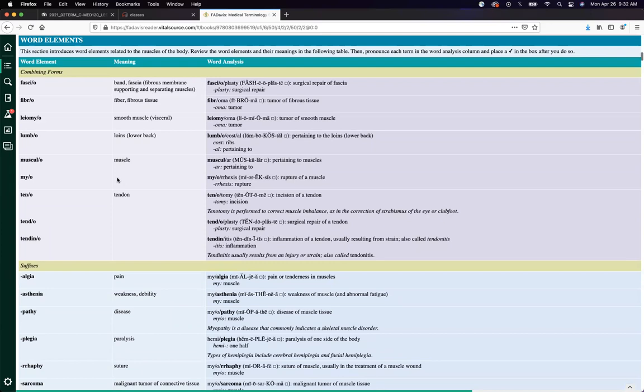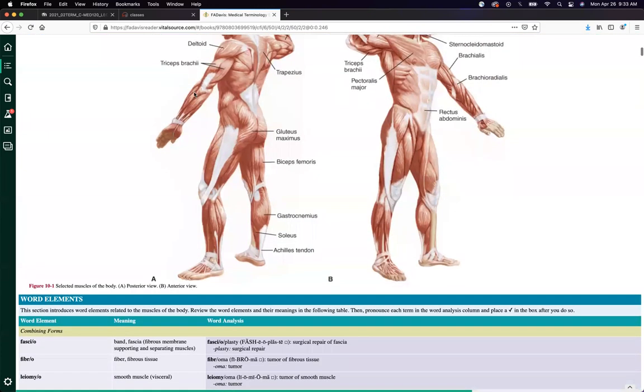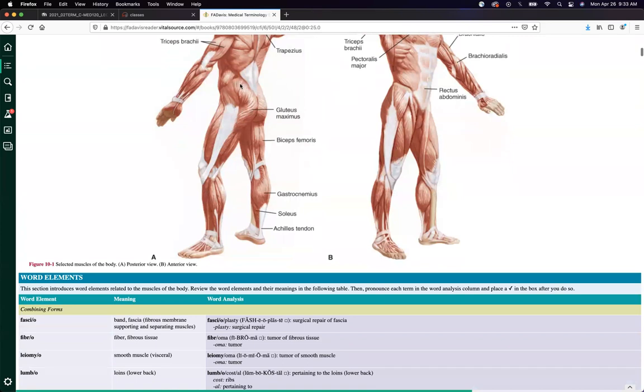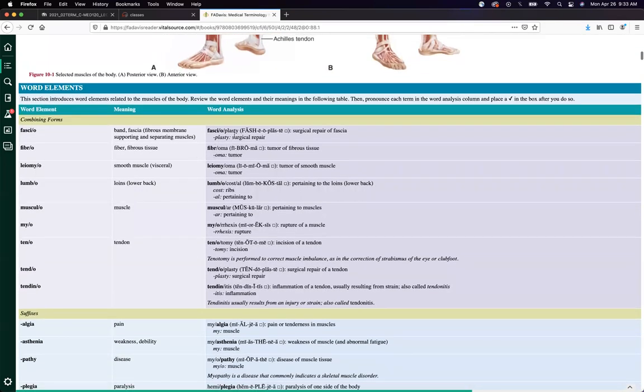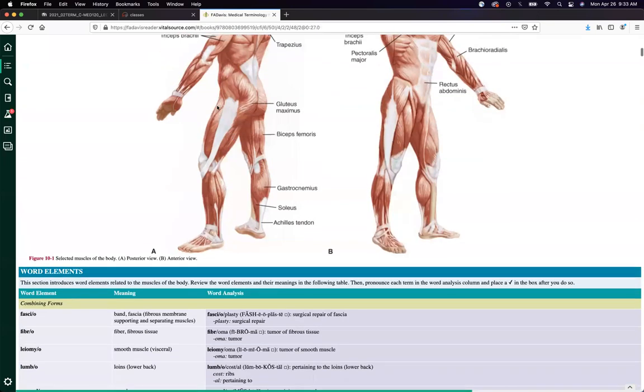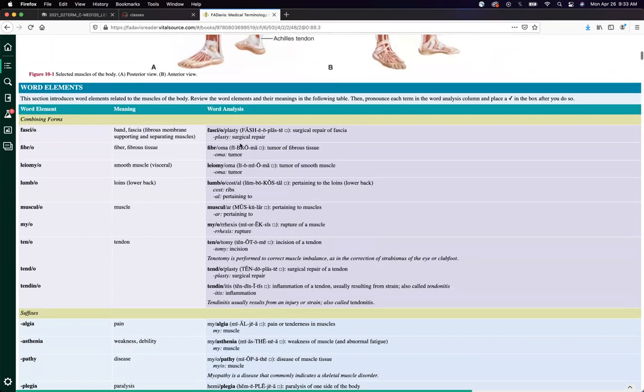Now, let's look at some words. Fascioplasty, we already know plasty, surgical repair of your fascia. Do you see here how the muscles come down here and then they're wrapped around and then you have this tendon right over here? That whole covering is your fascia. So if I break a bone or rip any of these muscles here, I also have to repair that fascia and that covering, and that's a fascioplasty.